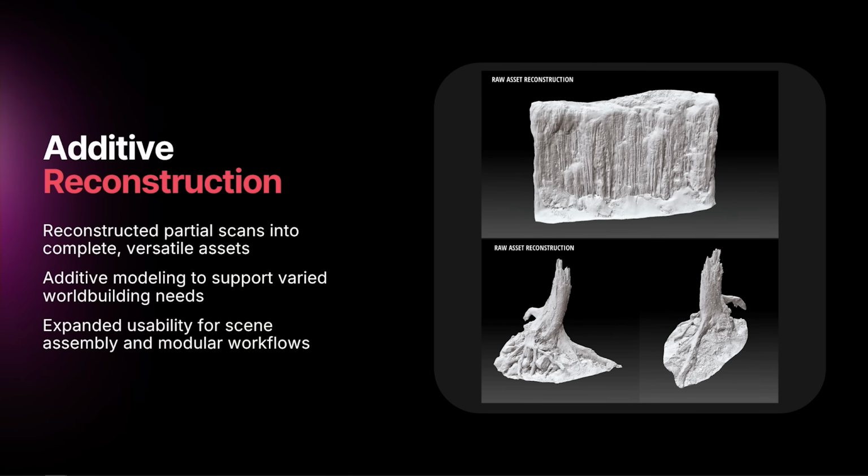Then we get to additive reconstruction. So sometimes capturing a complete scan just isn't feasible, either because parts of the scan aren't accessible or the form isn't ideal from all angles. In these cases, we use additive reconstruction, completing partial scans by carefully modeling or sculpting in additional details, merging scan data to form complete structures, always relying on scan data to fill the gaps.